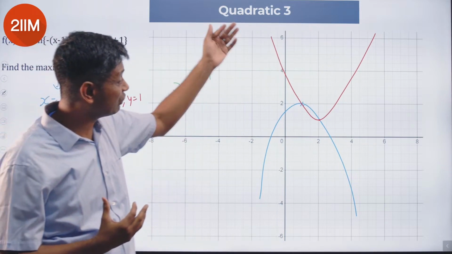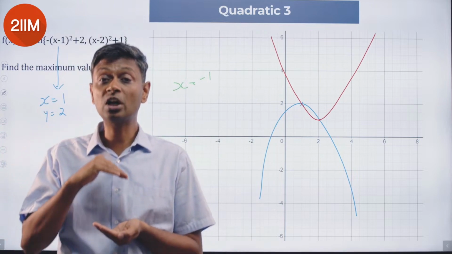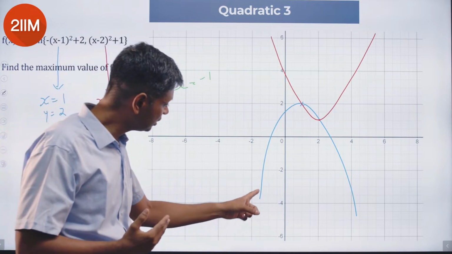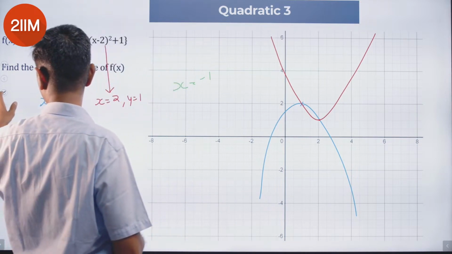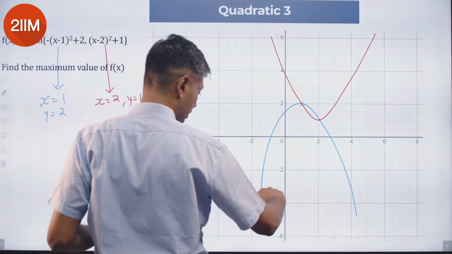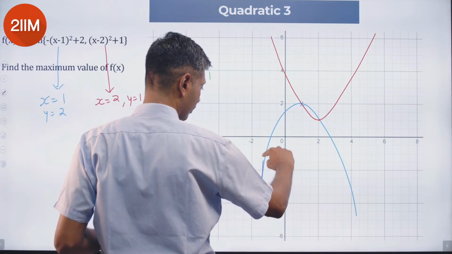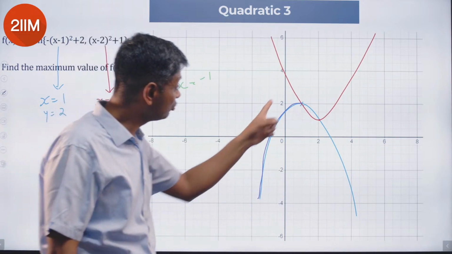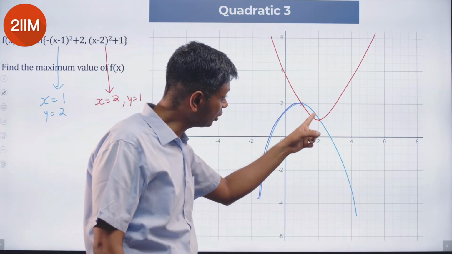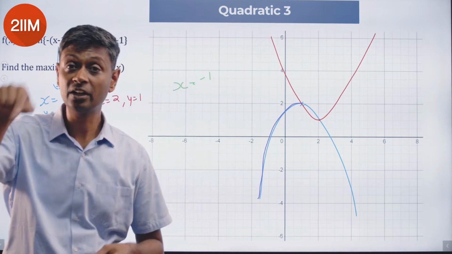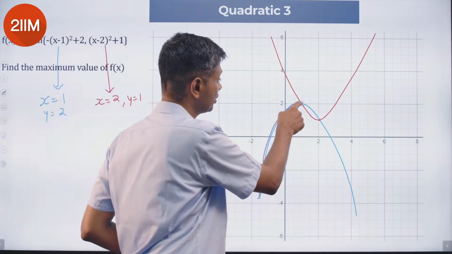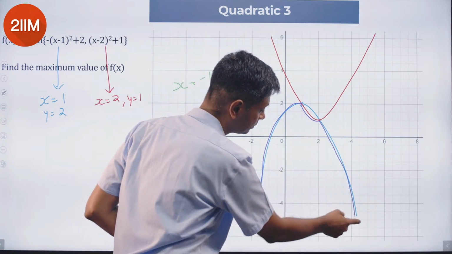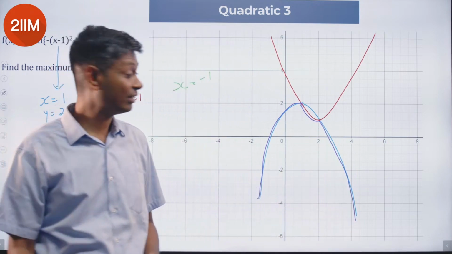If I look at it visually, the lower curve is what I'll occupy. What is the lower curve here? The blue curve. So my blue curve will be the relevant curve till here. And then from this point to this point, my red curve is lower. After this, it is blue again. So my functional graph will be this one.